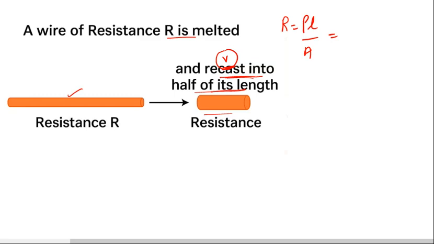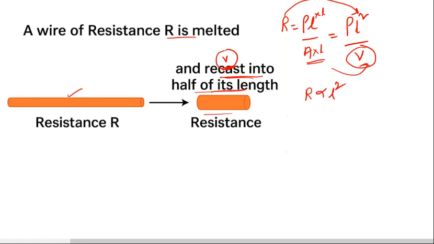R equals rho L by A, and in terms of volume, what can you say? R equals rho L square by V. How it came, I have explained in the previous video: by multiplying with L on both sides, L into L becomes L square, and area into length becomes volume. So with volume constant, you get the relation between resistance and length of a conductor. That means R is proportional to L square, so you can write R2 by R1 equals L2 square by L1 square.